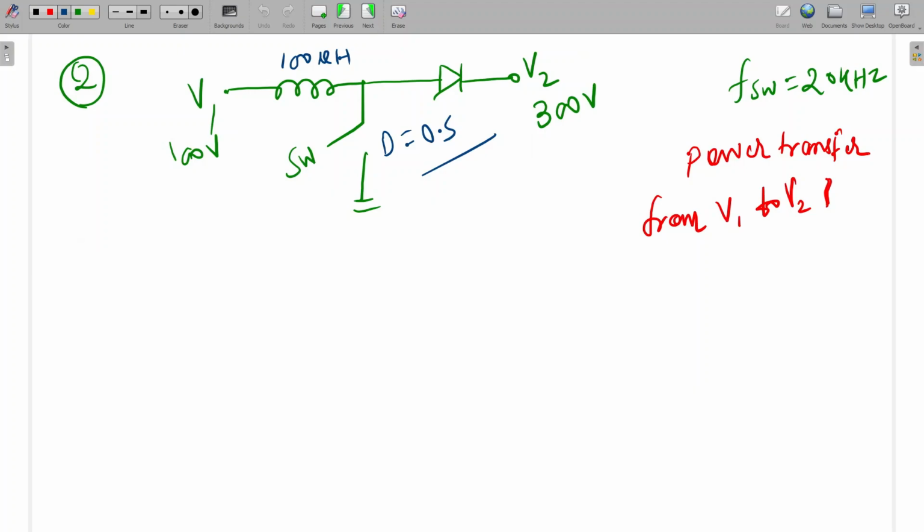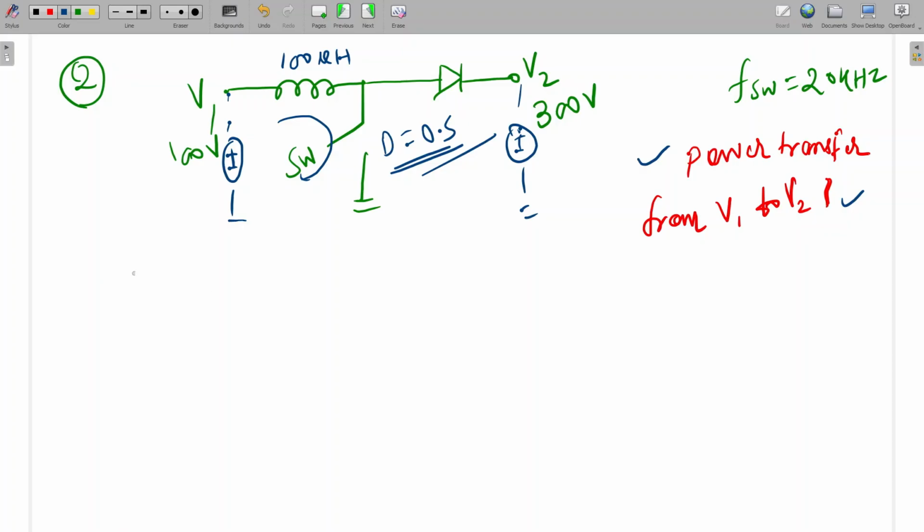So this is the next question. Here two voltage sources are connected, like from this point to ground this is V1, and from this point to ground this is V2. The question is asking what will be the power transfer from V1 to V2, and the duty of the switch is given. So we can write this is the boost converter, with this charging and discharging.